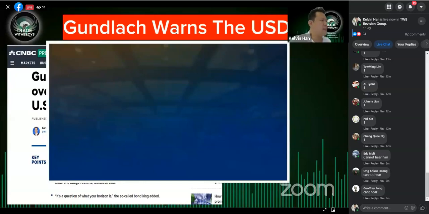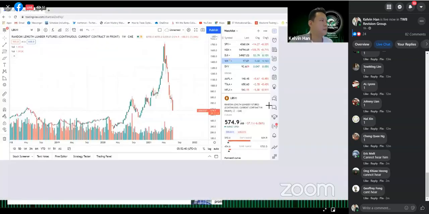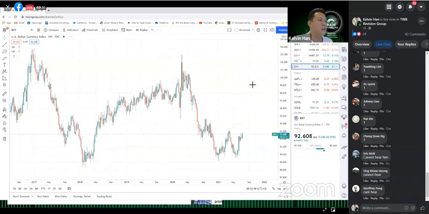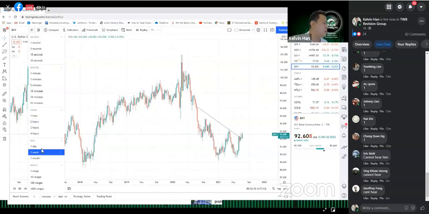Okay, so that is how Jeffrey Gundlach views the market on the dollar, and I can now bring you the dollar chart. Take a look for yourself. Hold on. Okay, you can look at the dollar. Now this is the dollar week chart, so I change to a day chart for you.